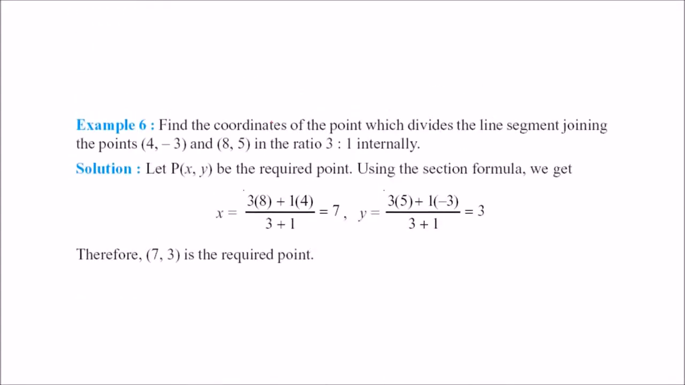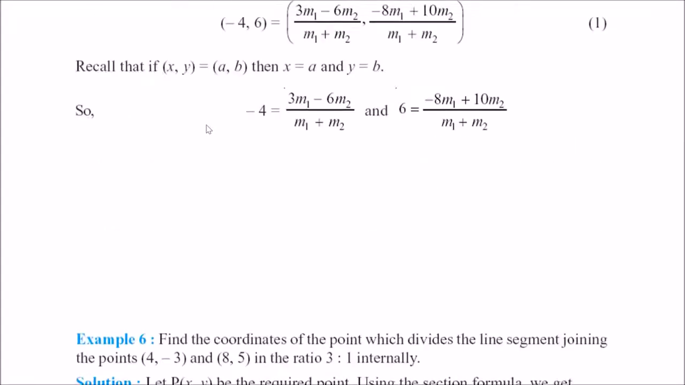Now we have to find out the coordinates of a point which divides the line segment joining these two points in the ratio 3:1. So m1 is 3, m2 is 1, this is x1, this is y1, this is x2, y2. Take the formula and just find out x equal to 7 and y equal to 3.